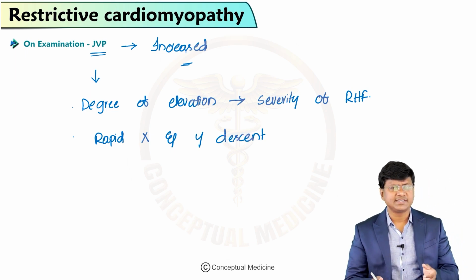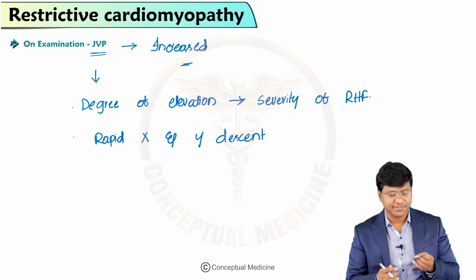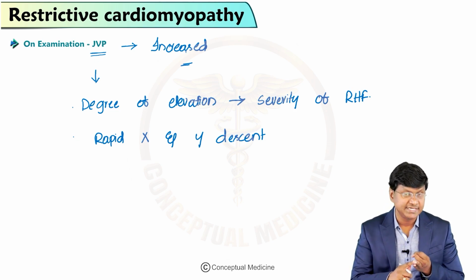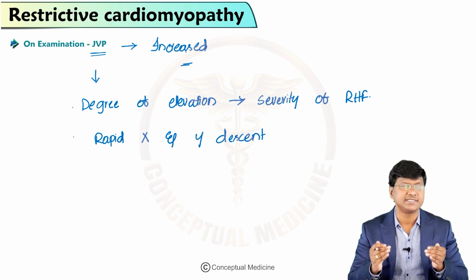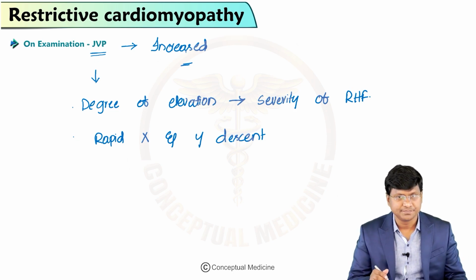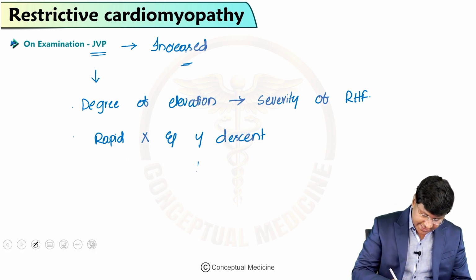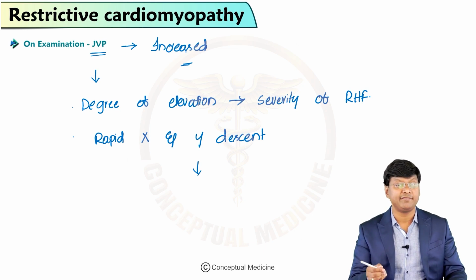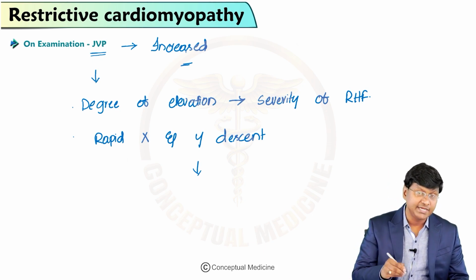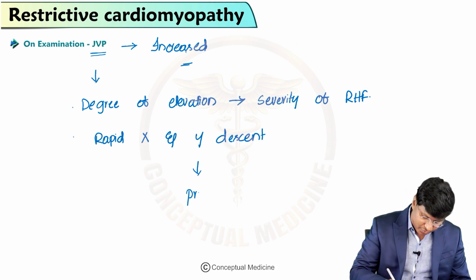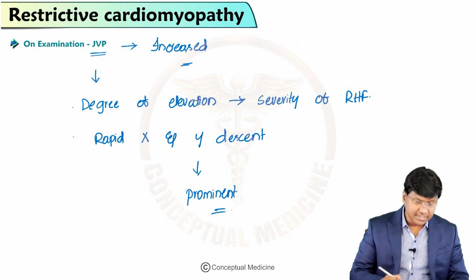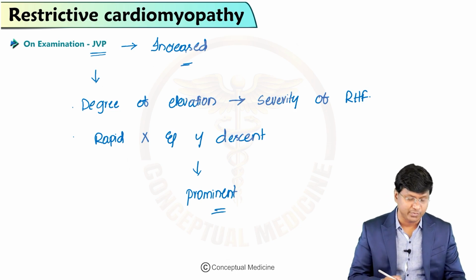And why is this rapid X and Y descent? The X wave is due to atrial relaxation. The Y descent is due to atrial emptying. Both these changes are mainly because of the increase in the atrial pressures. And if you take this Y wave, the individual will not only have a rapid Y descent, it is also a prominent Y descent.